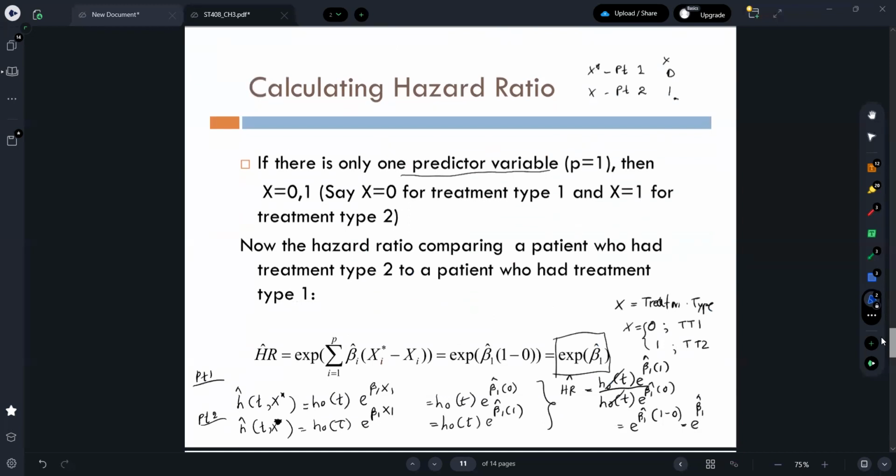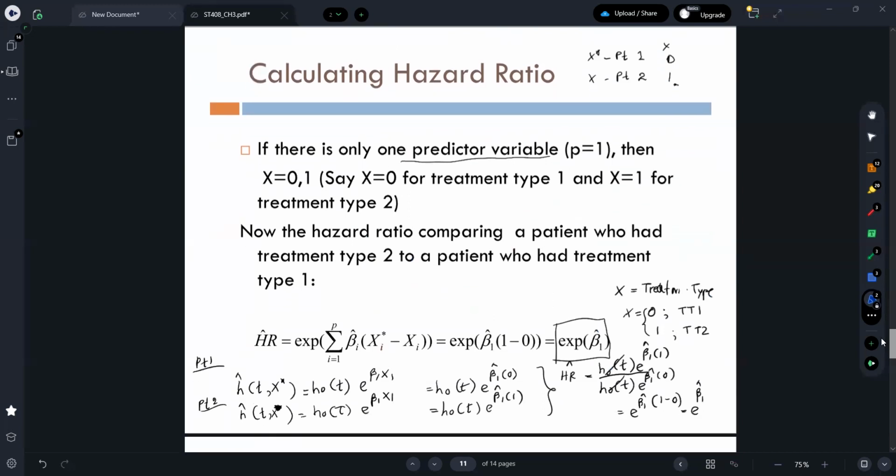So here's a small example to show you how to calculate the hazard ratio. Now in this model, you have only one predictor. If I'm going too fast and you need any extra explanation, please stop me and let me know. Do you have any questions?